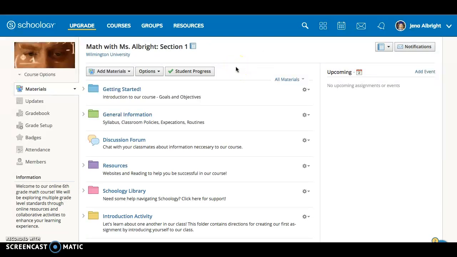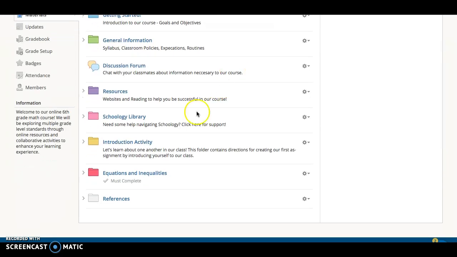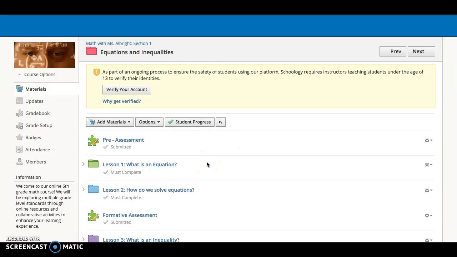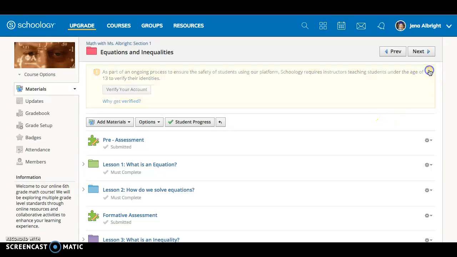Now, as we can see, here is my Schoology homepage, and the unit that I chose to create my blended learning classroom is equations and inequalities, because this is a key component in our 6th grade math curriculum. And if we take a look, we can go ahead and get started.